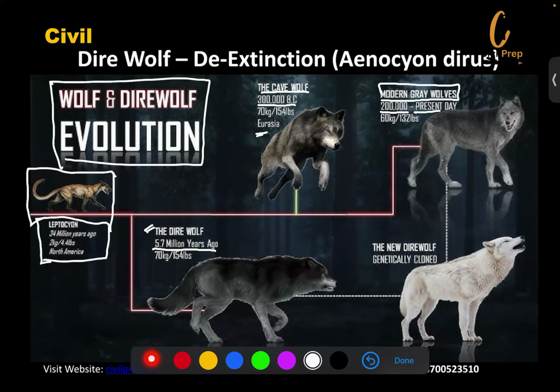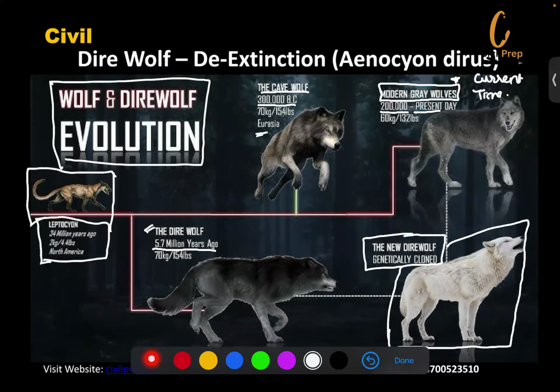Now, this is a very important species which is found in the current time in the region of North America, which is the grey wolf. And now the new direwolf, which is genetically cloned, is seen here. This is the new direwolf. So this is the cloned species, that is the direwolf, which is found now.